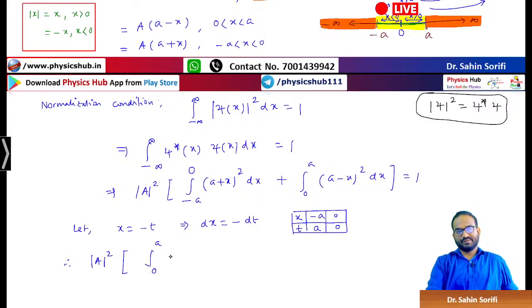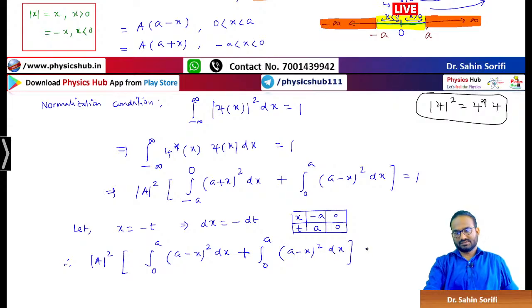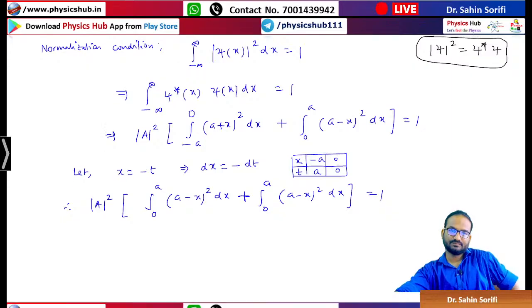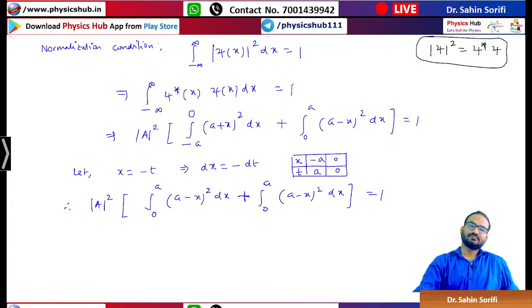Zero to a, (a minus x) square dx plus 0 to a, (a minus x) square dx is equal to 1. Can I write it? Look, the integration limit was coming a to 0, but here this minus sign is also there, so that is why it becomes 0 to a. I hope this is clear.